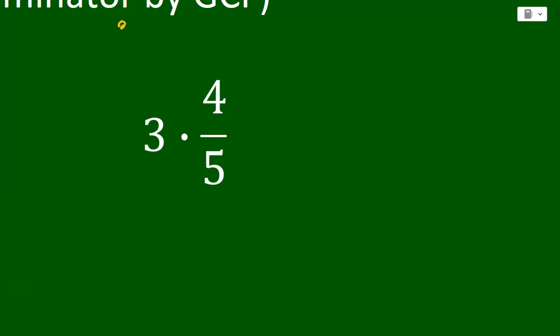If I want to make this into a fraction, just slap a 1 under it. Okay, any whole number is just over 1. It's divided by 1. So please make sure you're not just making up your own rules. And then we can go ahead and do our normal thing. 3 times 4 is 12. 1 times 5 is 5. Then we try to reduce.